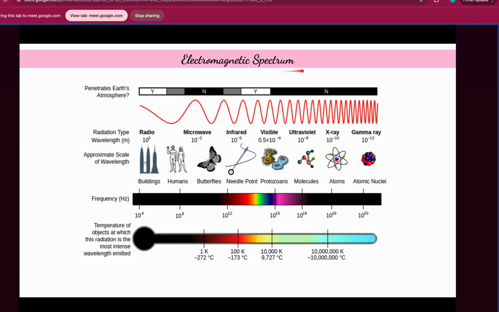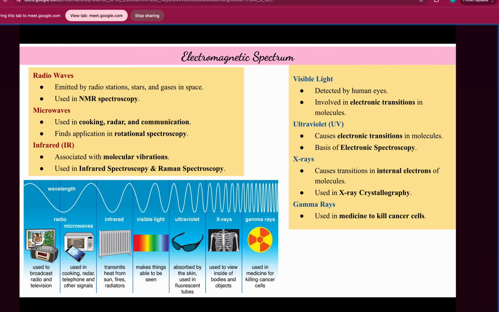And as we all know, till now we have seen electromagnetic spectra, that there are different radiations which have different wavelengths. And as we move towards the radio waves, these have the highest wavelength and lowest energy. And this is the distribution which shows how the wavelength is increasing and energy is decreasing. And this particular area shows whether it penetrates the Earth's atmosphere or not. So now we will be focusing on this electromagnetic spectrum when we look into spectroscopy.